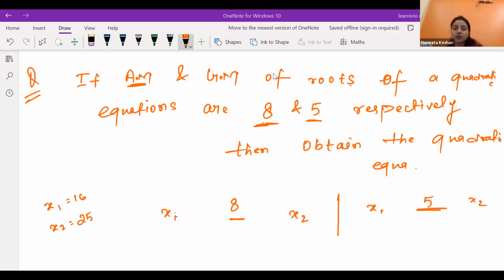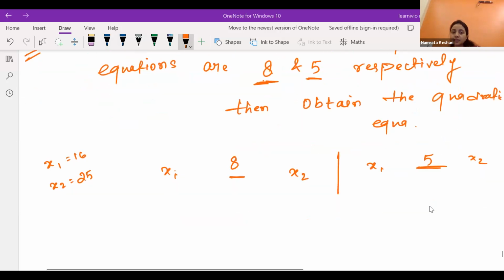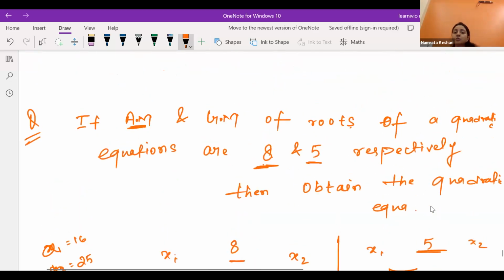Yes, ma'am. Okay. If we got the roots, AM and GM was already given. That is (a plus b) by 2, already given as 8. Root ab was already given as 5. From here you must have found a and b values, or x1, x2, whatever you say. And this is 16 and 25. These two are the roots.